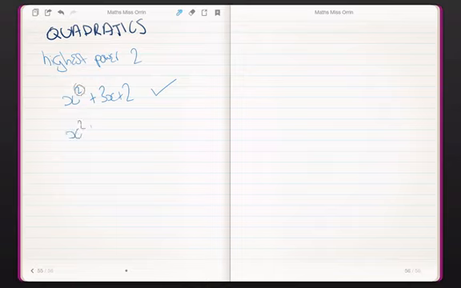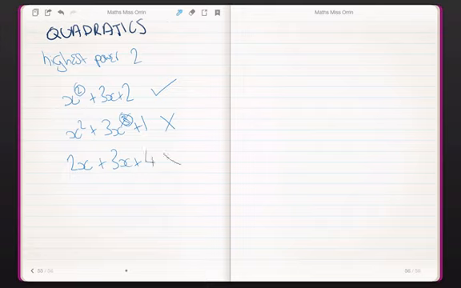If I give you x squared plus 3x cubed plus 1, this is not a quadratic, because yes, it has a squared, but it also has a cubed. So we don't want that. If I give you something that looks like 2x plus 3x plus 4, this is not a quadratic because there is no squared in there. But if I just give you x squared plus 1, that is a quadratic because it has a squared. That's how you tell whether it's a quadratic equation or not.